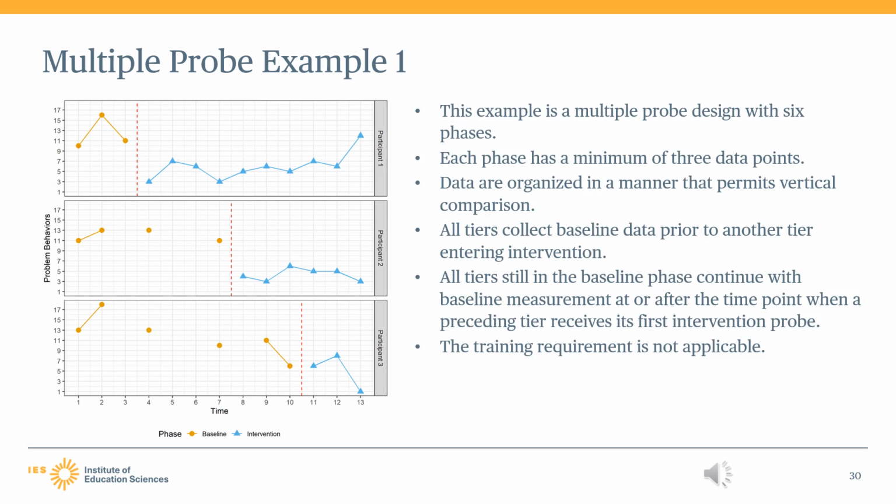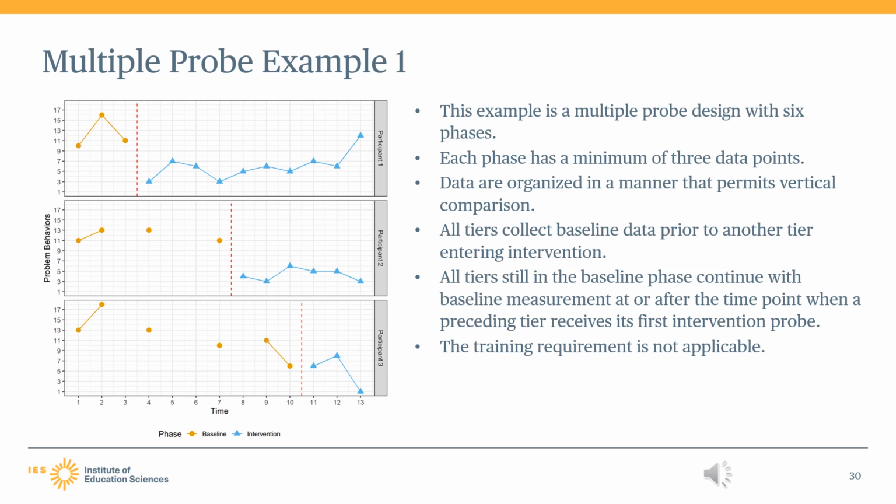First, this is a multiple probe design with 6 phases split into 2 conditions. Each phase has a minimum of 3 data points. So far, the finding is potentially eligible to receive a research rating of meets WWC standards with reservations. If we assess the 4 additional multiple baseline multiple probe criteria, we can confirm that the design meets those criteria because, first, the data are organized in a manner that permits vertical comparison.